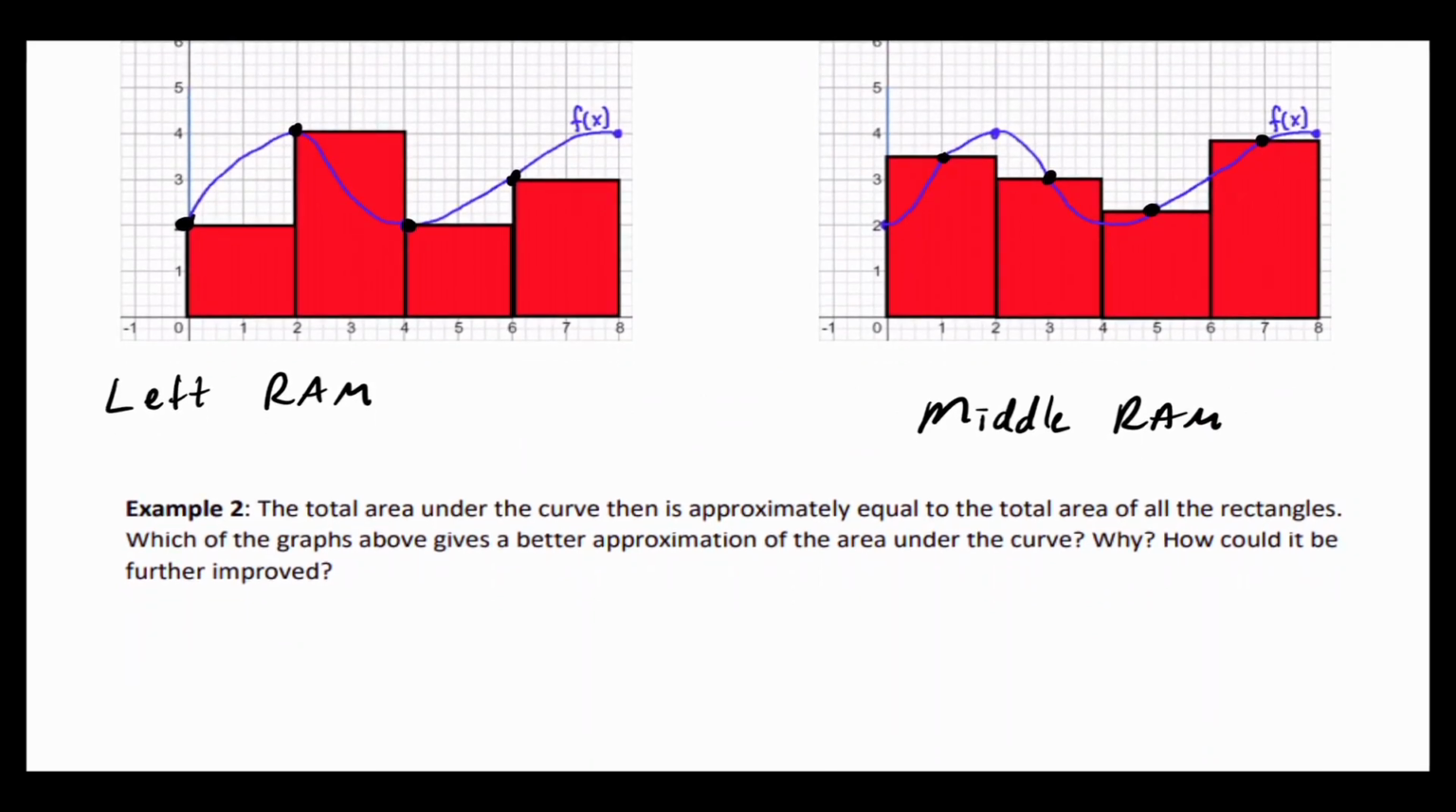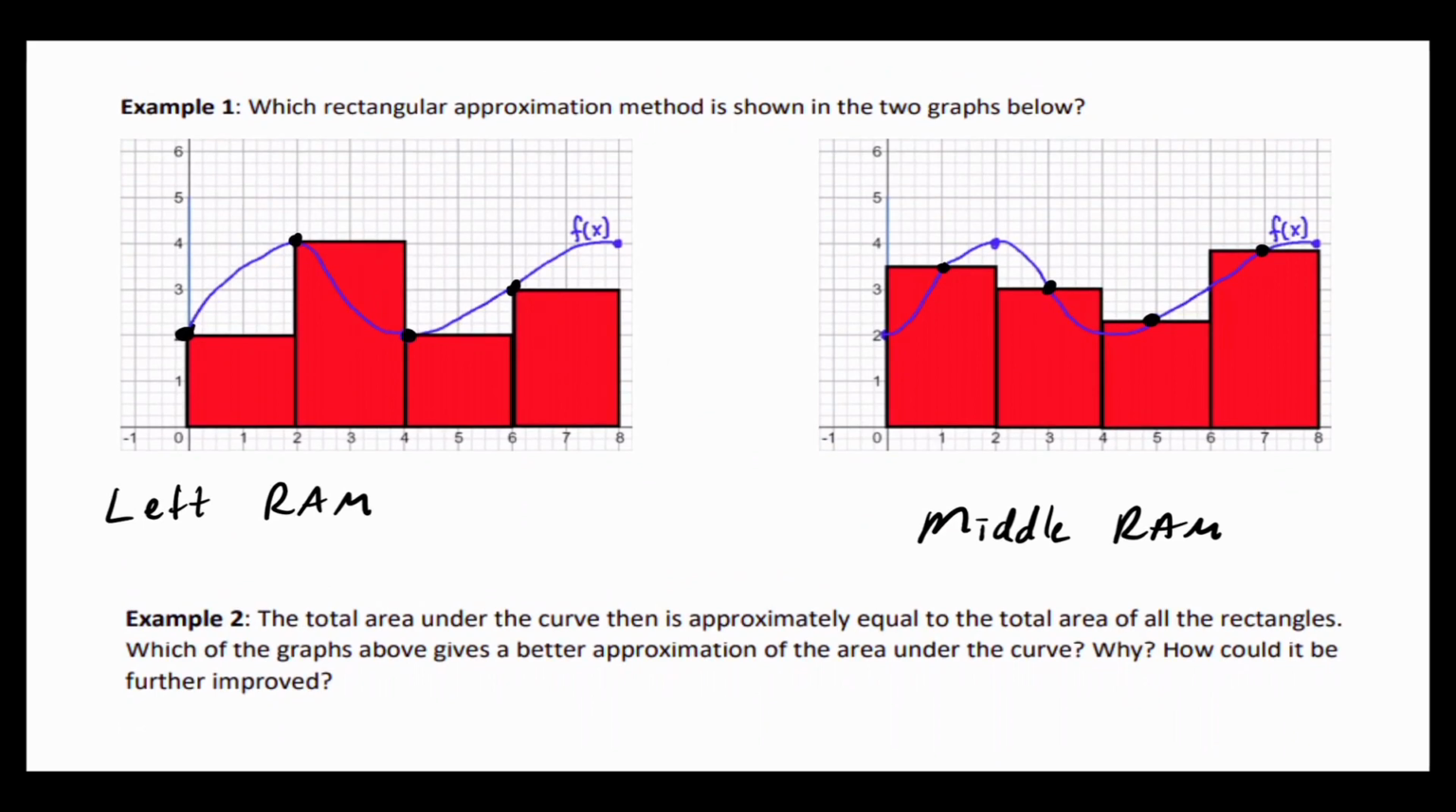Which of the graphs above would give a better approximation under the curve? How could it be further improved? Okay, so which one of these? So I think the blue function is the same for both. Which one do you think would give a better idea of the actual area under the curve? Which one would give a closer to the correct answer?